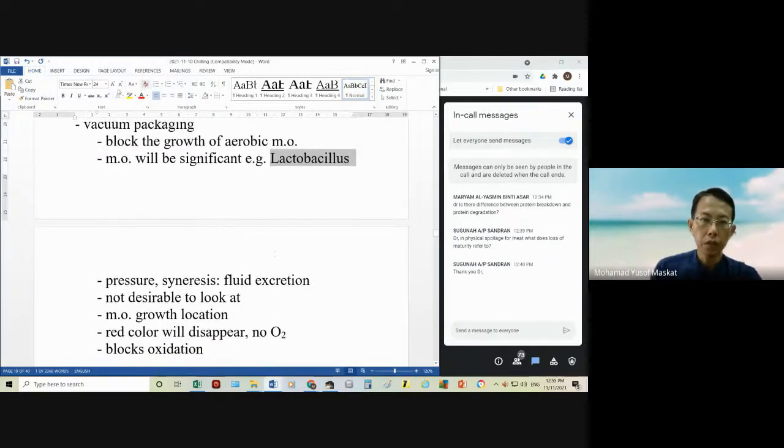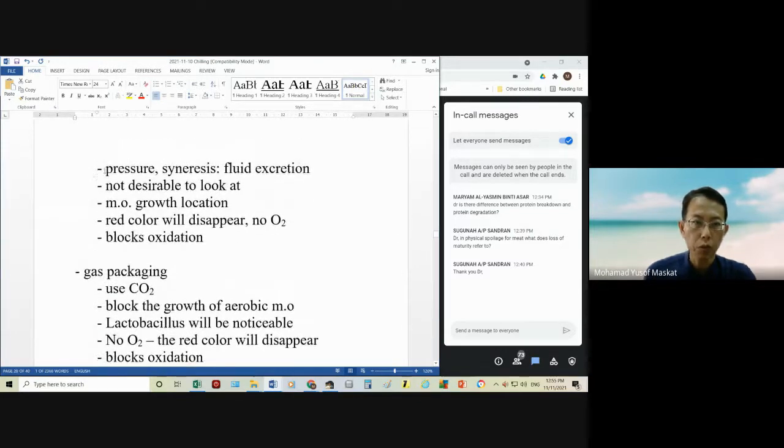However, even though it looks nice, the setback of vacuum packaging is because of the pressure. When we suck out the air, the atmospheric pressure will press on the meat, so there will be what we call syneresis, where fluid will be excreted out from the meat. First of all, visually, the appearance is not nice. Food products, we want them to look nice and desirable so that consumers will buy. When you see a piece of meat with fluids everywhere, it's not really desirable.